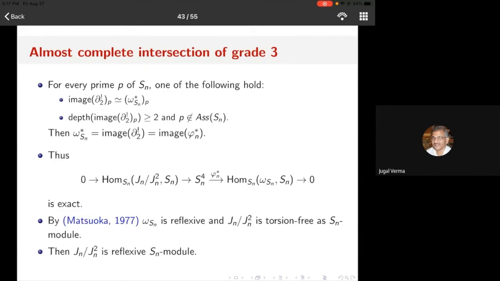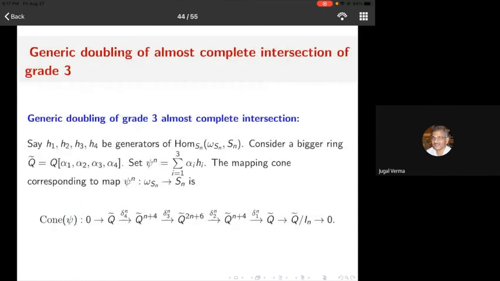As a consequence of this, if we apply Hom on the short exact sequence given earlier, then this is exact. And by the Matsuoka result, the canonical module of Sn is reflexive, and also Gn mod Gn square is torsion free as an Sn module. Using the above exact sequence, it can be shown that Gn mod Gn square is reflexive as an Sn module. So now we know the generators of the Hom module.